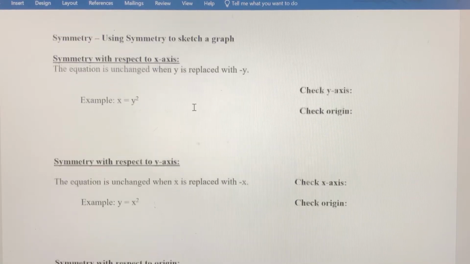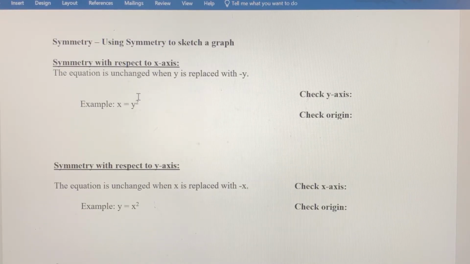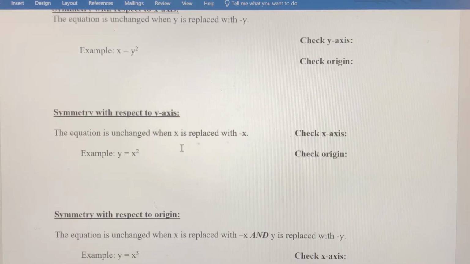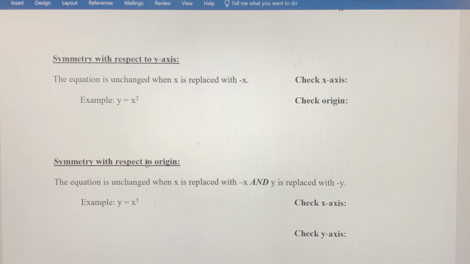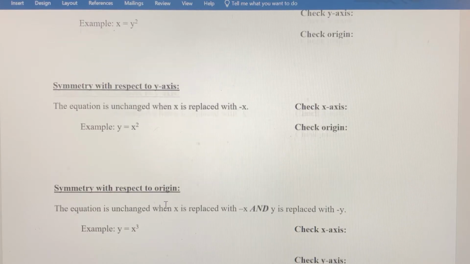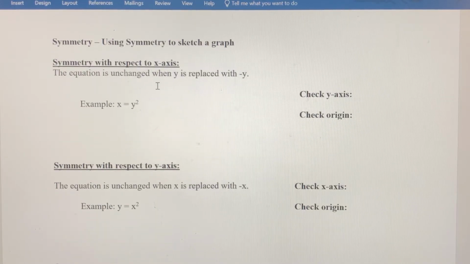Now, you have to remember, if an equation is symmetric with respect to the x-axis, then it can't be a function, because it would fail the vertical line test. If you are symmetric with respect to the y-axis, you could be a function. If you are symmetric with respect to the origin, you could be a function. But if an equation is symmetric with respect to the x-axis, it's definitely not a function. That should be a review from stuff you previously learned.